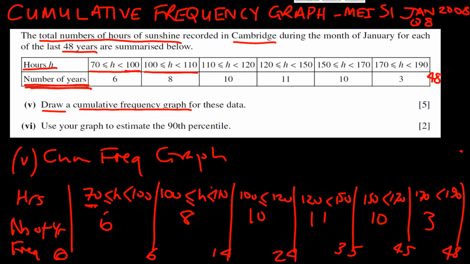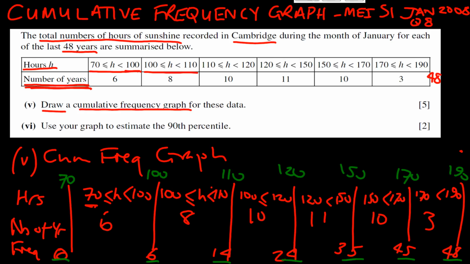So the figures we're going to graph are these cumulative frequencies, and we're going to position them. We're going to have 0 at 70, 6 at 100, 14 at 110, 24 at 120, 35 at 150, 45 at 170, and 48 at 190. So those are the figures that we are going to graph.